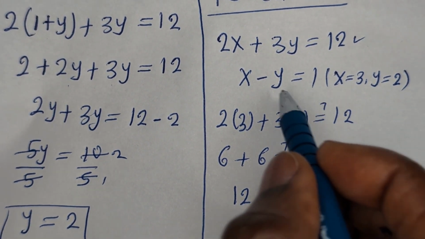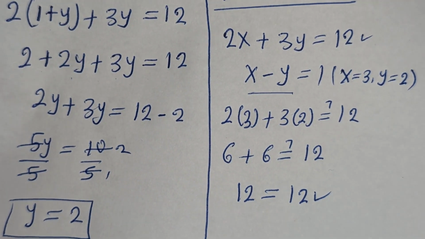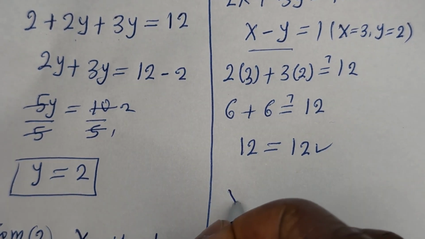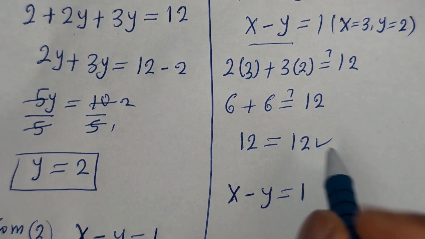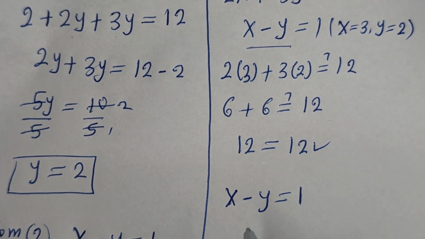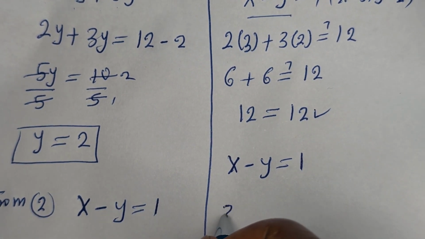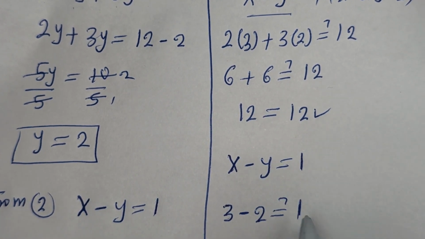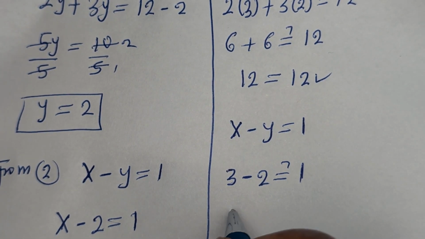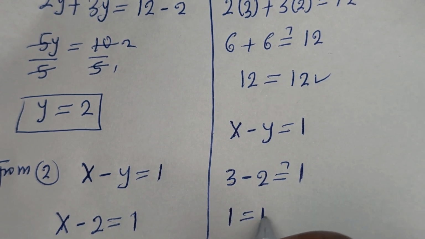Now let us consider this. And here, x minus y is equal to 1. When x is 3 and y is equal to 2, we have 3 minus 2 must be equal to 1. Then 3 minus 2, this is 1, is equal to 1, which is true.